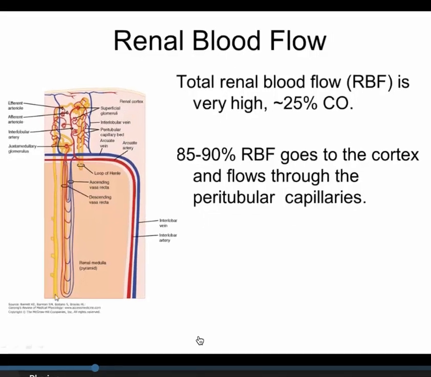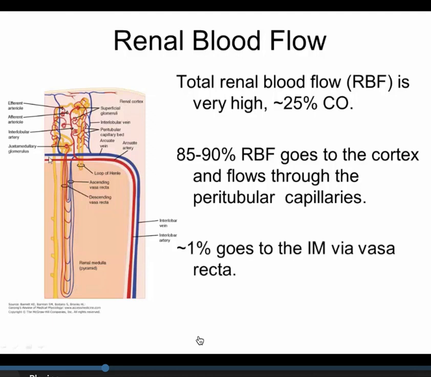The vascular architecture in the medulla is completely different. Here, these deep juxtamedullary glomeruli, only about 10% of the glomeruli are very deep, close to the junction with the medulla. As blood flows through these, there's some filtration, and then the postglomerular blood plunges down into the medulla and forms these hairpin loops, these vasa recta. About 10% of the renal blood flow flows through the medulla, but only about 1% goes to the inner medulla through these vasa recta blood vessels.